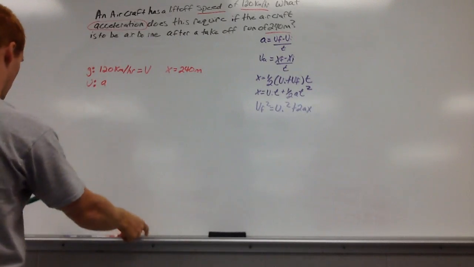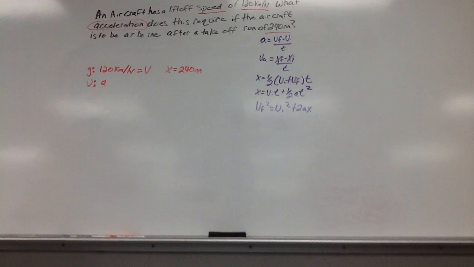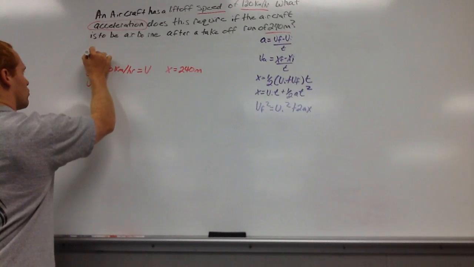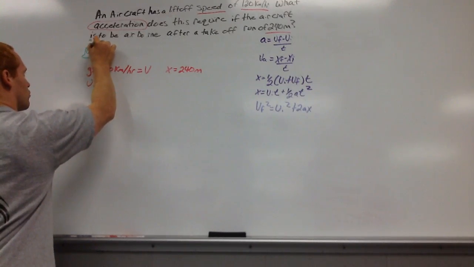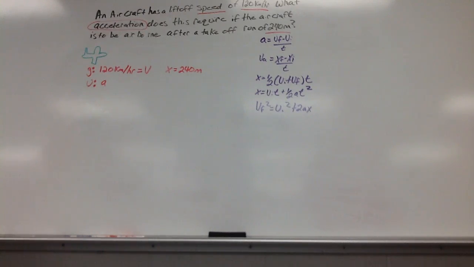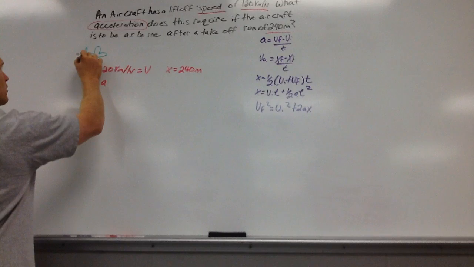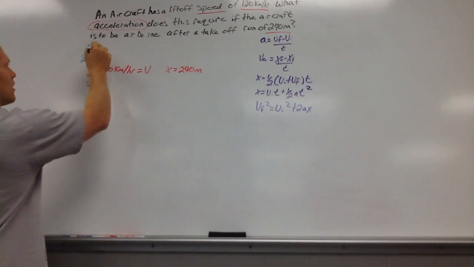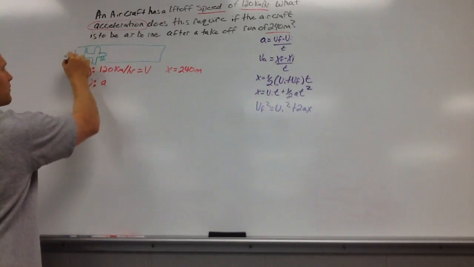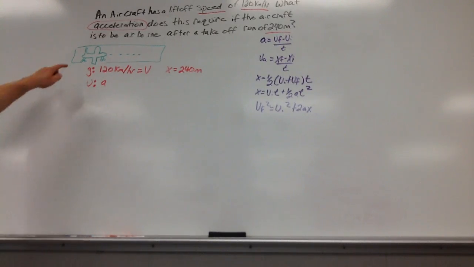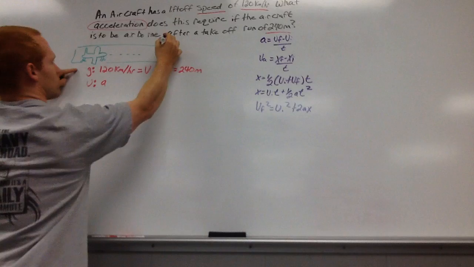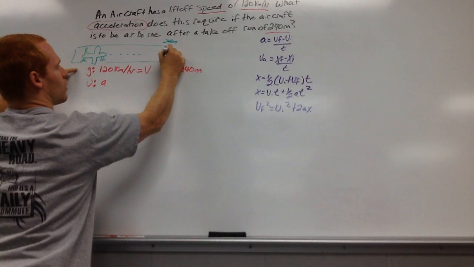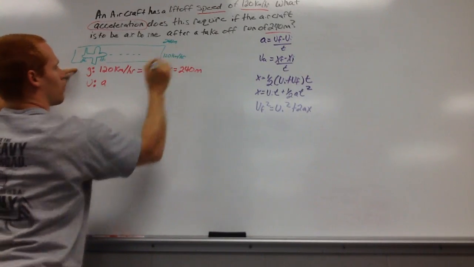I wrote down some of the givens and the unknown, but we also need to draw a picture. So if anyone's ever been on an airplane, okay, so here's my airplane, and they have wheels at the beginning, and it's on a runway. In order for it to be airborne at 240 meters, so let's say this is 240 meters, it has to be right here at a velocity of 120 kilometers per hour.